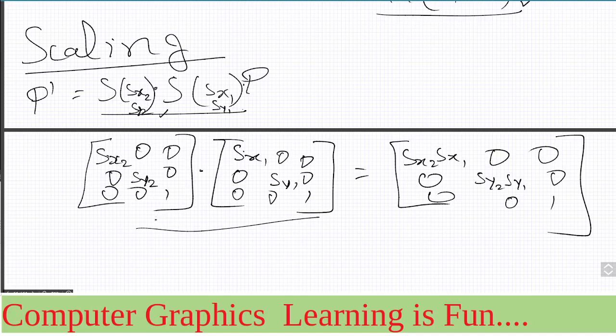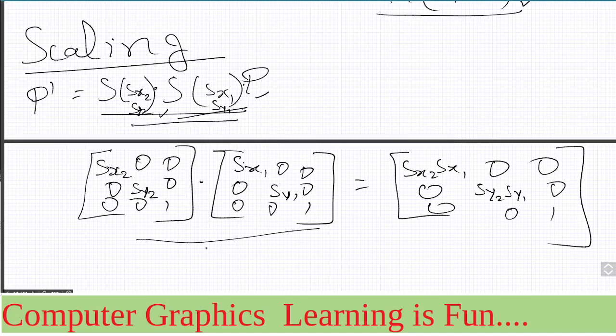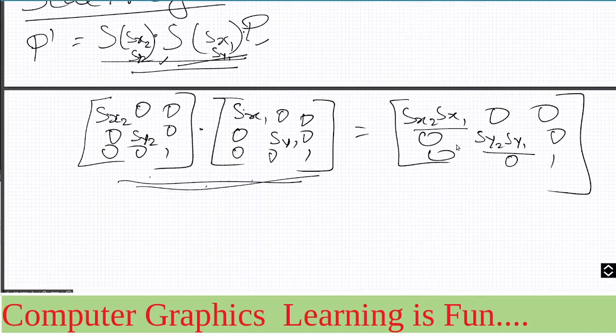If you want to perform a scaling, usually what happens, you just multiply this to P. If there are multiple rotations, let us multiply these earlier. So we are multiplying these two, you will get this as a result. So you can understand that you can write these two operations together.